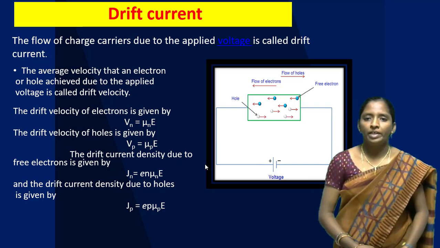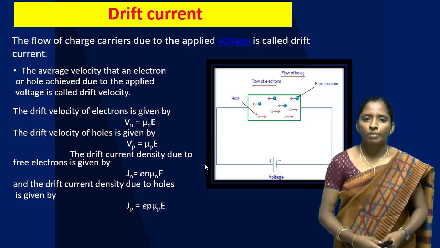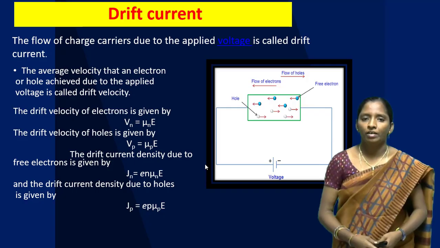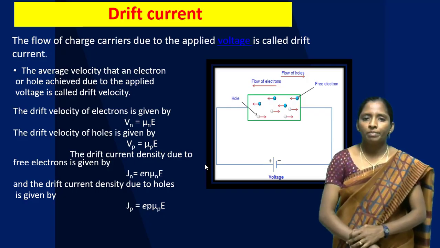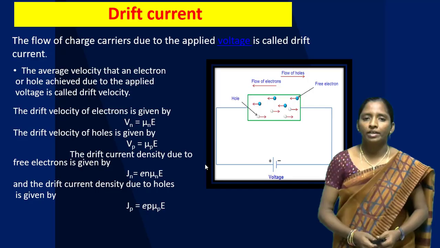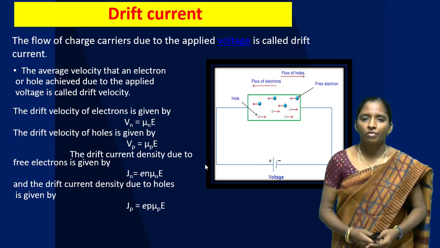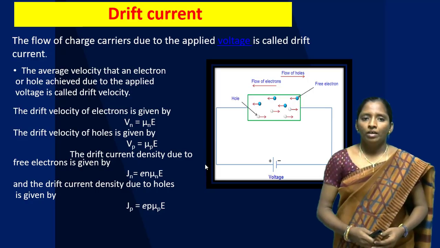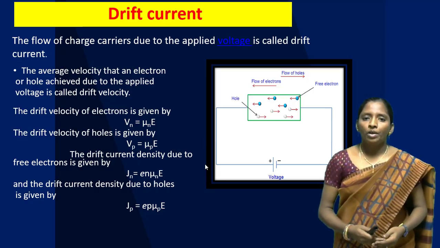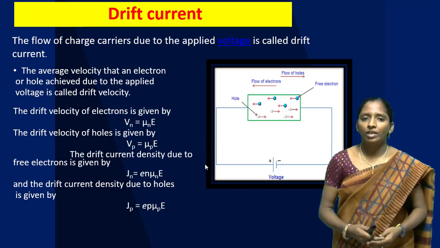Good morning to everybody. In this video, I am going to explain about the drift current. There are two types of currents present in the semiconductor materials. One is drift current and another one is diffusion current. The current due to the flow of applied electric field is known as drift current. That is, external energy is applied to the semiconductor material.